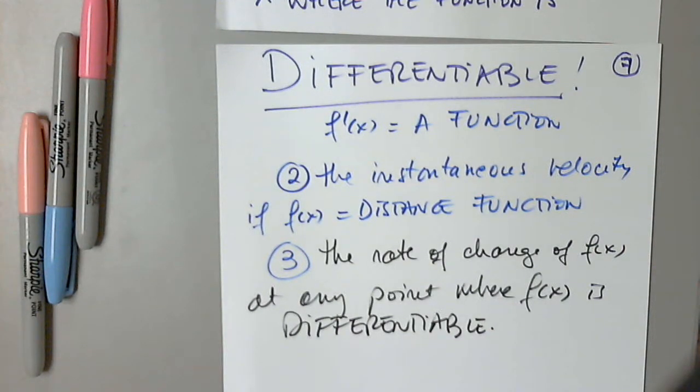So when we put together the difference quotient with a limit, we get the instantaneous velocity, we get the slope of the tangent line, and the rate of change of the function at that point. They all mean the same thing. They're all calculated the same way.